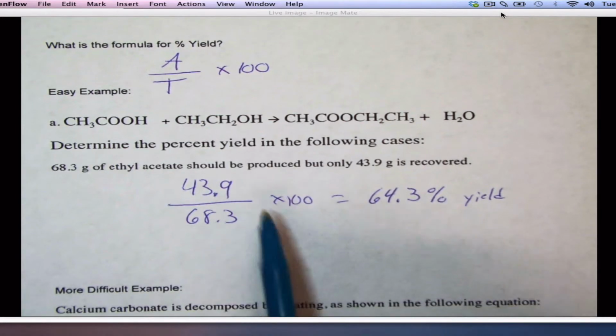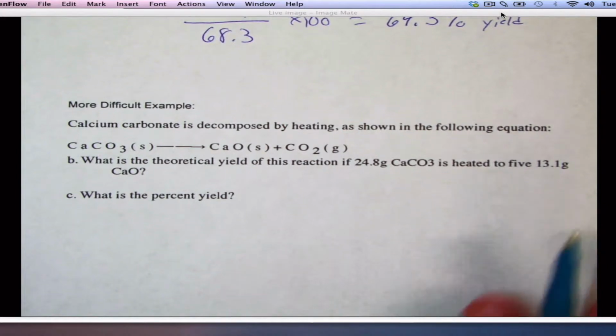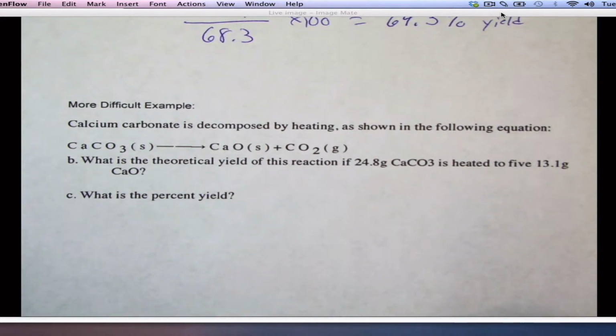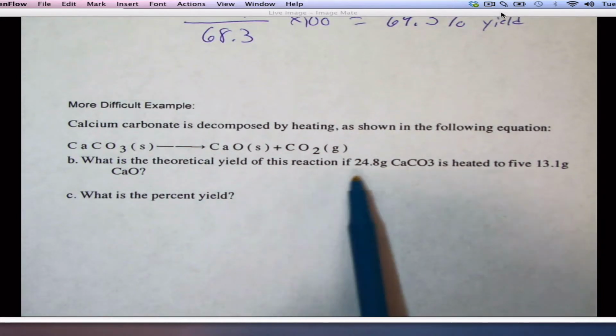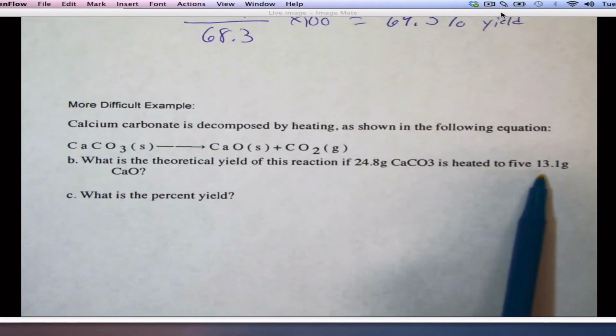Now, let's take this and apply it to the calculations we've done before. So here's a more difficult example. Let's say we have this reaction. It says, what's the theoretical yield? So if you read this out, here's my chemical reaction. The question is, is it balanced? And let's see, it is balanced. Nice, it's already balanced for us, so we don't have to worry about balancing it. Now it says, what's the theoretical yield if 24.8 grams of CaCO3 is heated to produce 13.1 grams of CaO?